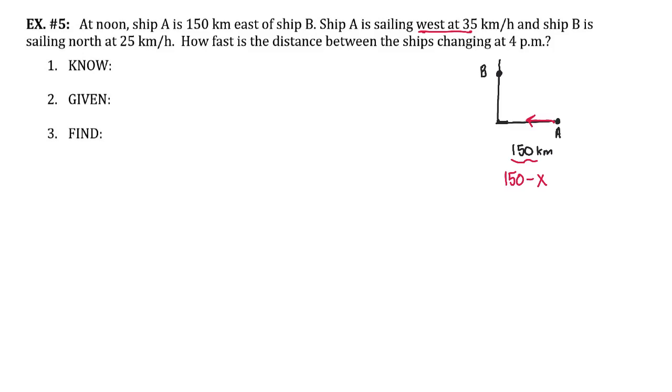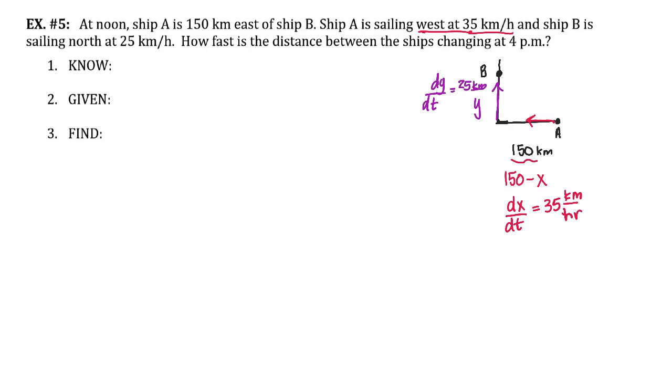Now we also know that 35 kilometers per hour is going to be dx/dt as well. That's how we're changing, 35 kilometers per hour. And then we're also told that we have another ship, and this ship is traveling north. So that distance is increasing. I don't have much to go on with that, so I'm going to label this side y, but I do know the rate of change, so I'm going to call that dy/dt, and that one was 25 kilometers per hour.